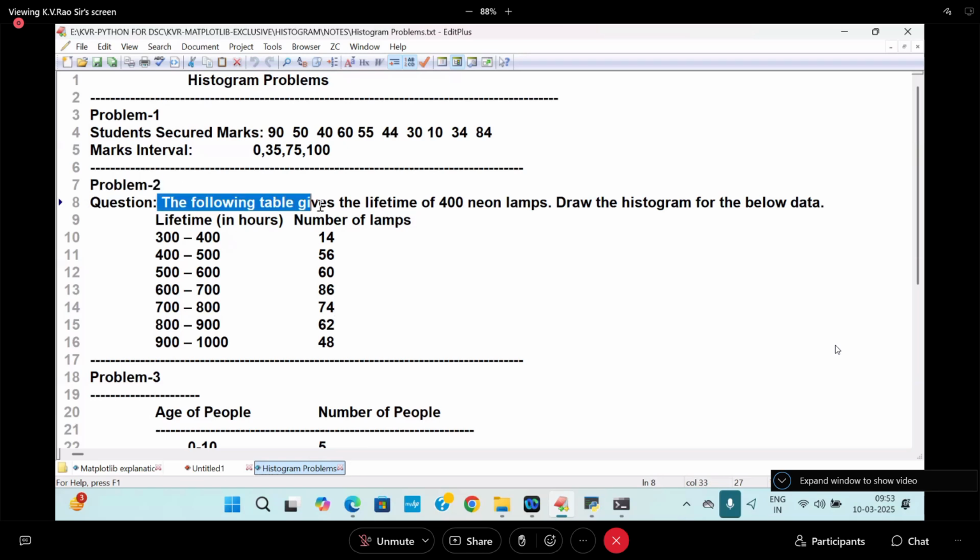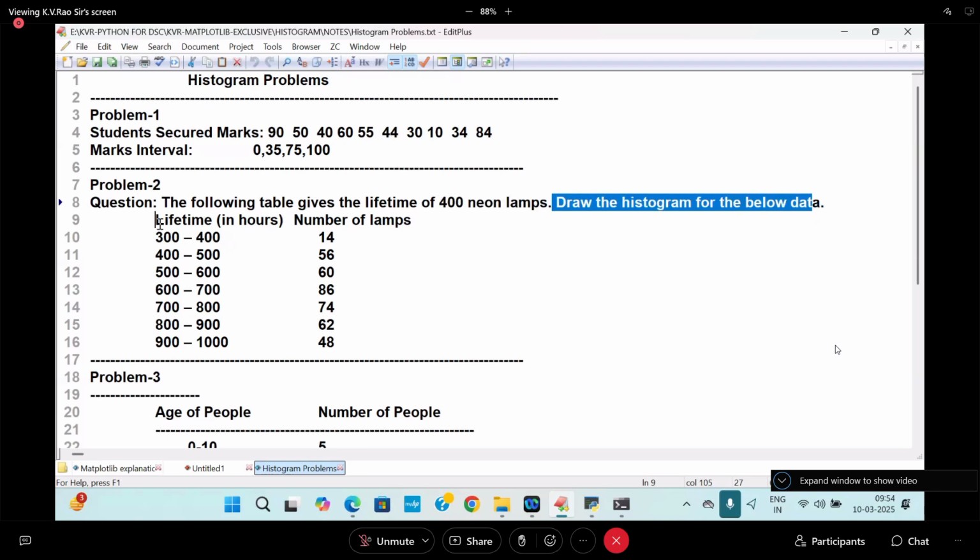This table gives you the lifetime of 400 neon lamps. How many lamps are there? 400 neon lamps are there. Draw the histogram for the below data. Lifetime in hours, number of neon lamps. This is called what? Frequency. Totally how many lamps? 400.